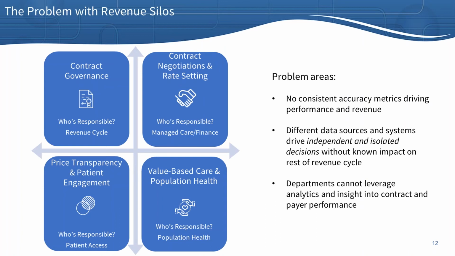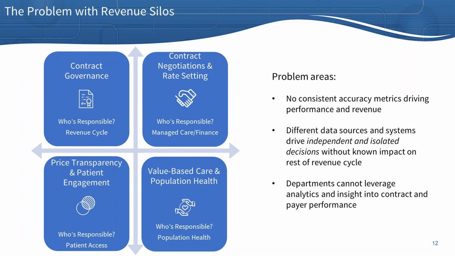I'm sure each organization on the call addresses each of the core functional areas, from contract governance to negotiations, charge master rate setting, patient estimates, value-based care. Each organization on the call certainly addresses them in one way or another. But from what we've seen, most organizations are taking a very siloed approach to this. Revenue cycle handles contract governance, managed care is doing the negotiations, finance is setting the charges, patient access and marketing are handling any pricing transparency initiatives, and then population health falls somewhere in between the clinical teams and the finance teams, but it's not really clearly defined.